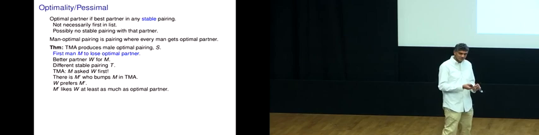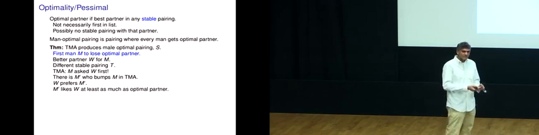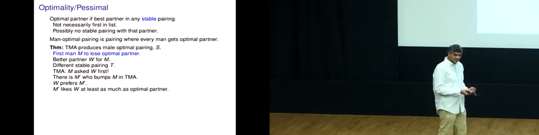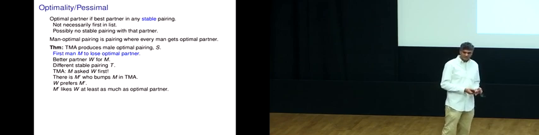And that's where we're using the well-ordering principle. We're using the fact that M is the first guy who got rejected, not M prime. So it's very useful to have this well-ordering principle here.